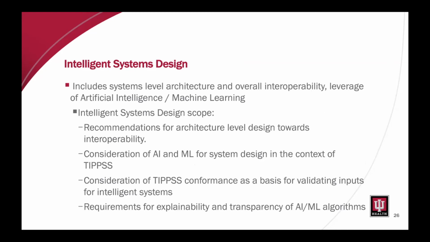So it brings us to intelligent systems design, which includes a lot of architecture and overall interoperability work, making sure we have a good design scope, and making sure that we build a good framework to build on top of to have excellent intelligent systems design and ethical usage of AI and ML, and also explainability and transparency of such.